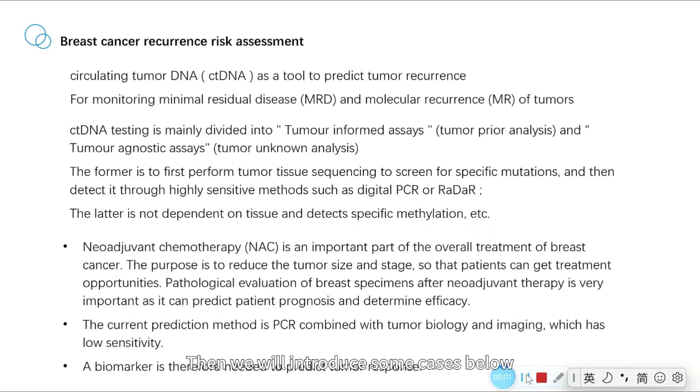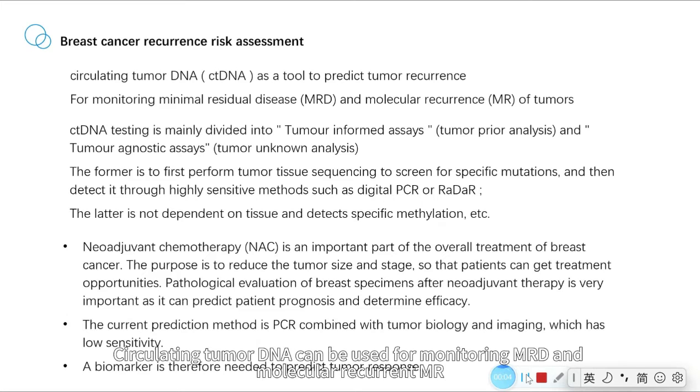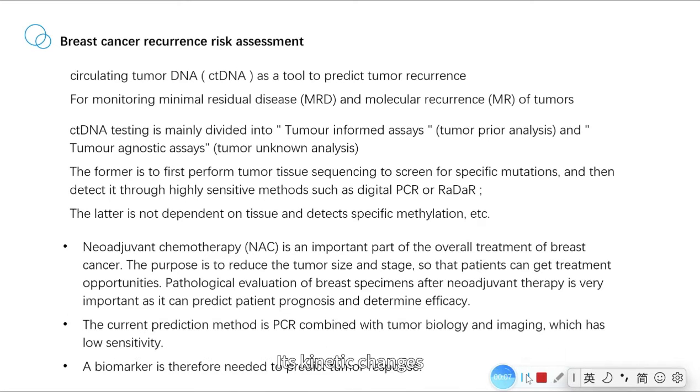Then we will introduce some cases below. Circulating tumor DNA can be used for monitoring MRD. Its dynamic changes can predict tumor recurrence and guide adjustment of treatment plans. The detection of ctDNA is divided into a priori tumor analysis and unknown tumor tissue analysis. The former requires the use of sequencing to screen for specific mutations and then analyze and detect them through highly sensitive methods such as digital PCR. The latter does not rely on tissue and performs tumor analysis by detecting specific methylation.